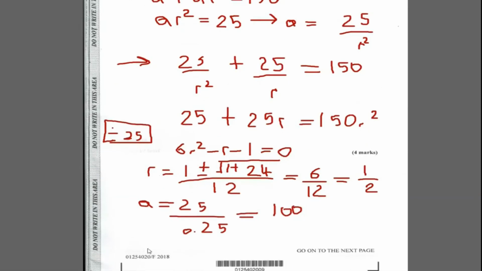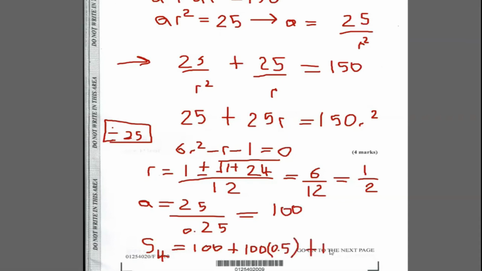So now we can find the sum of the first 4 terms. I like to call it S4. S4 is equal to the first term, 100, A plus AR, plus AR squared, which is 100 times R squared. And R is a quarter. Wait, what is R? A half. So 100 plus 100 times a half plus 100 times a half squared plus 100 times a half cubed. That's the sum of the first 4 terms.